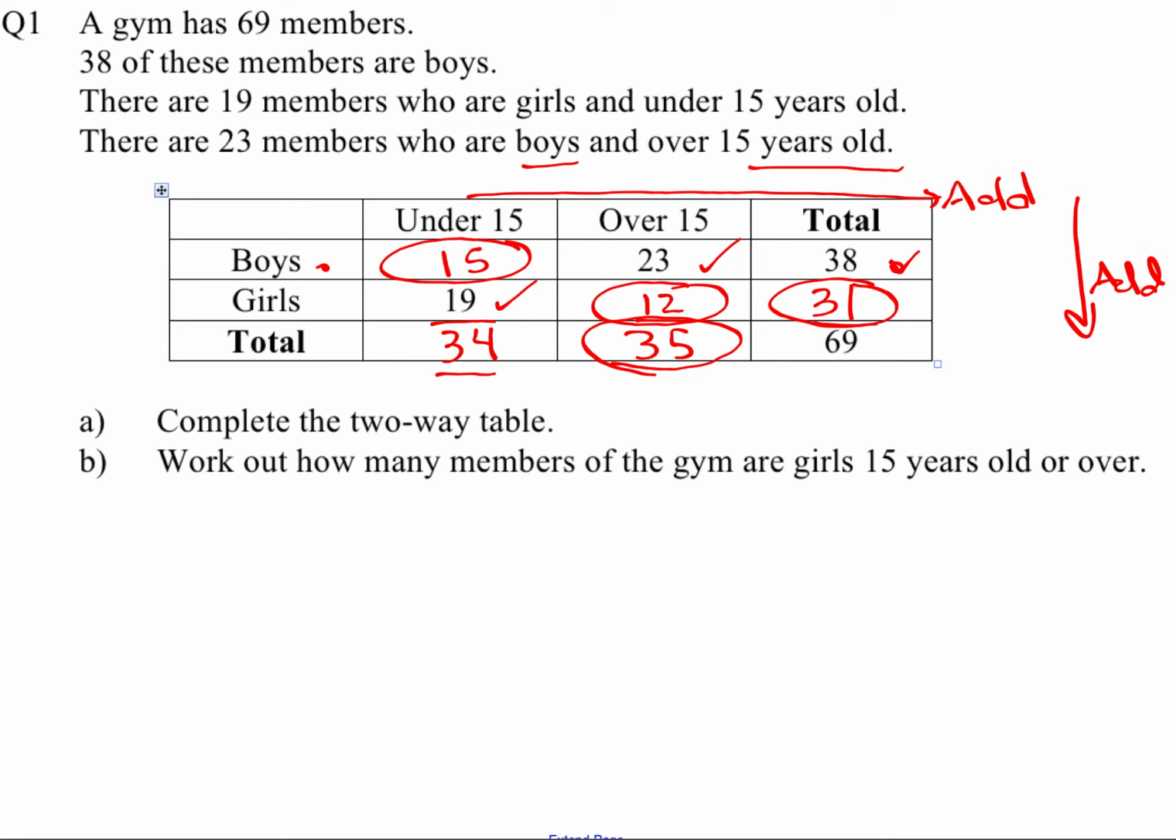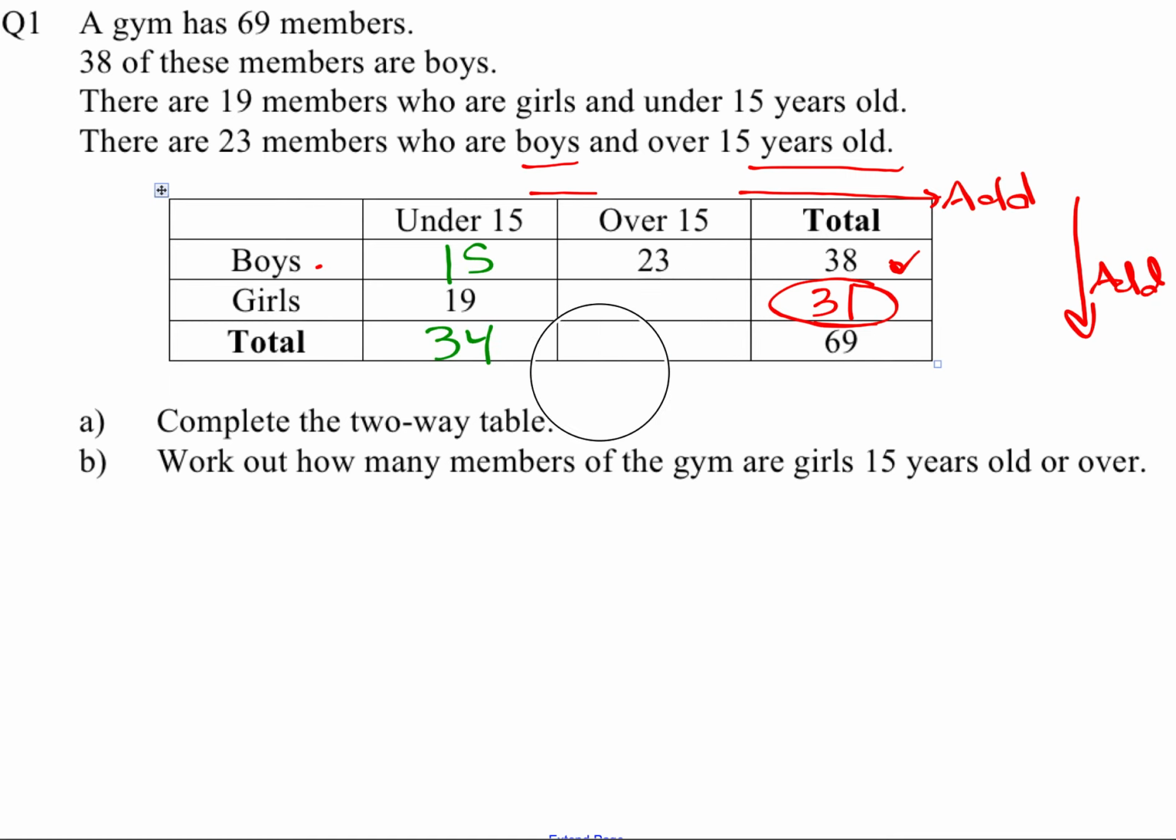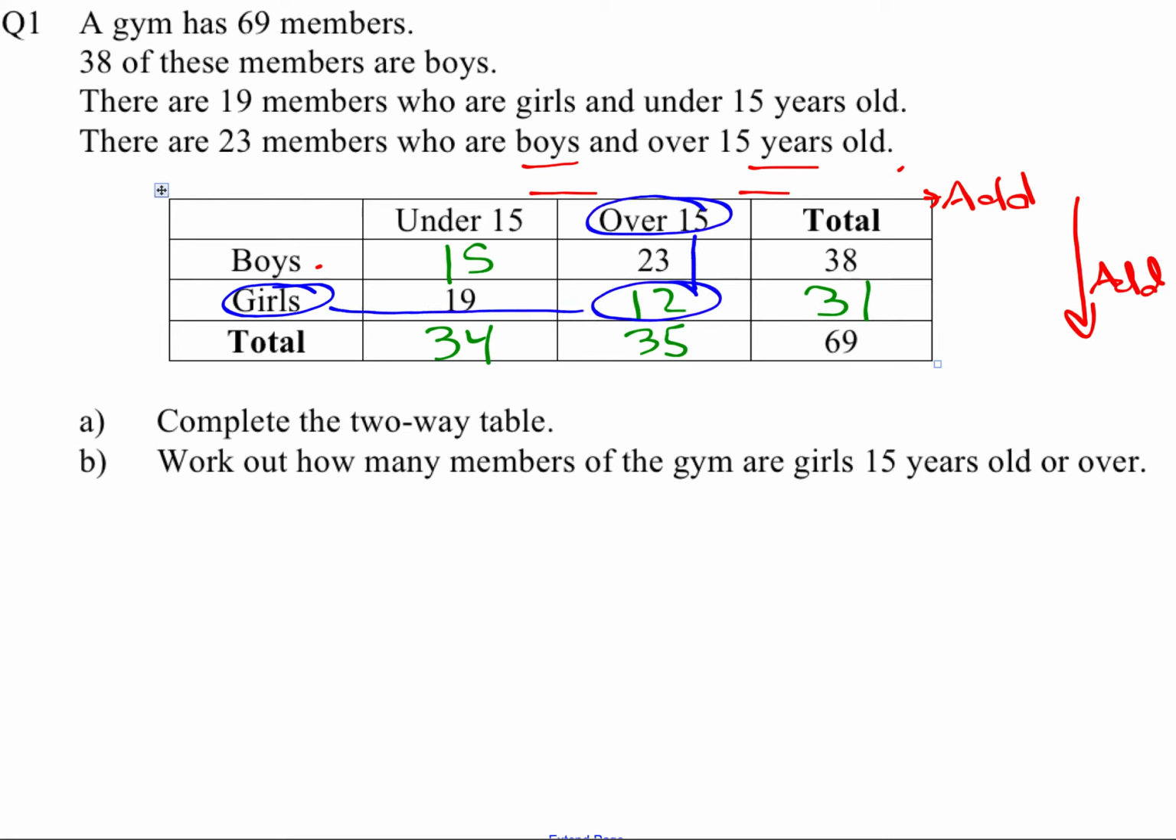Probably don't need all those circles. So let me clean this up a little bit. That was 15 and 34. 12 and 35. This last one was 31. Okay, work out how many members of the gym are girls 15 years old or over. So right now we're interested in looking at the number of girls over 15. That comes together with this number here. There are 12 girls over 15.